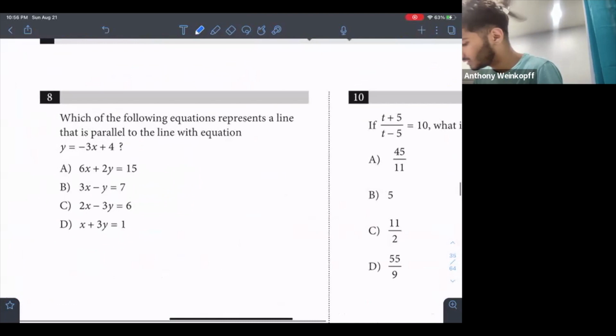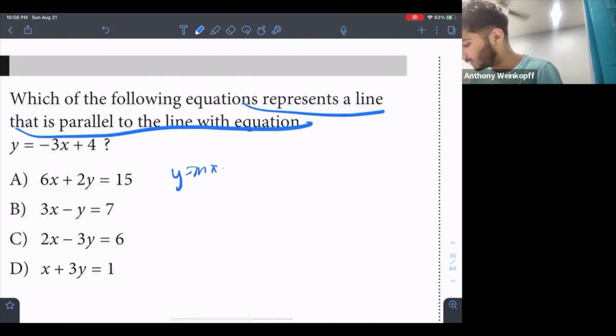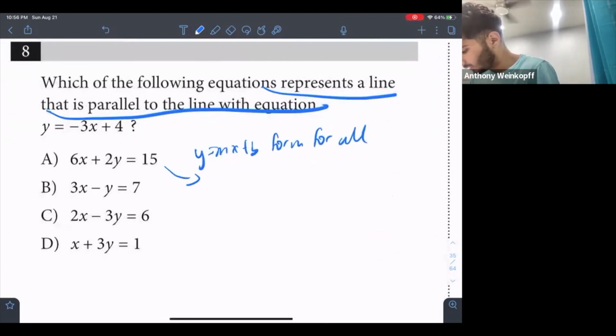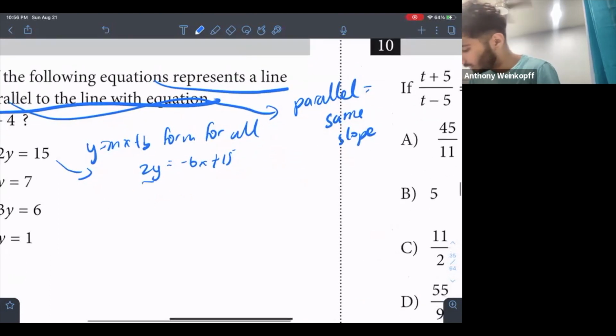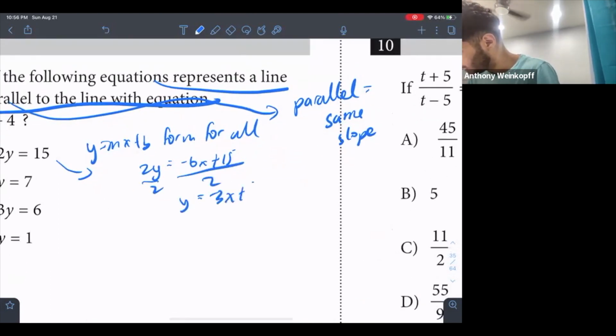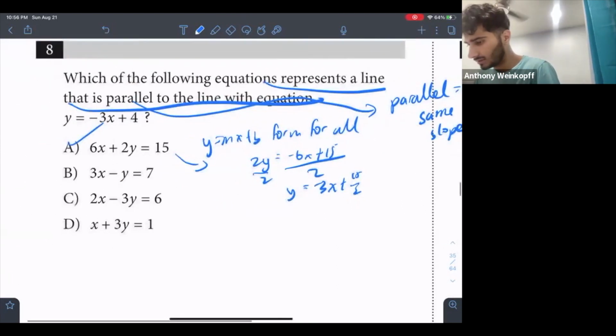Next question. Which of the following equations represents a line that is parallel to the line with the equation y is equal to -3x plus 4? What we have to do here is put everything in y is equal to mx plus b form for all. So you would do 2y is equal to -6x plus 15. Parallel means same slope. So we divide by 2, y is equal to -3x plus 15 over 2. -3x, okay, it matches, so A might be correct.